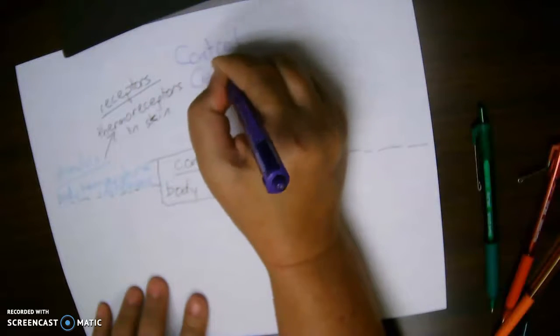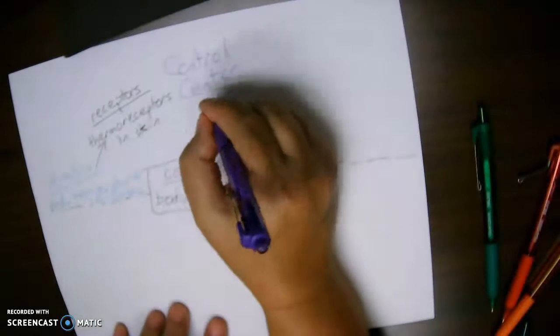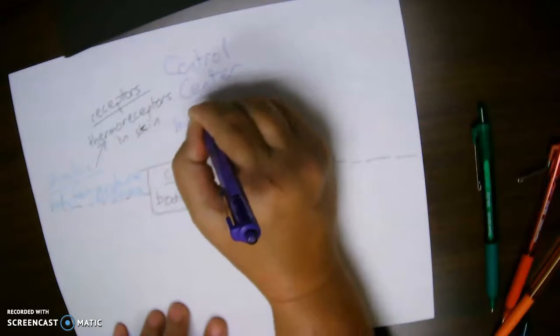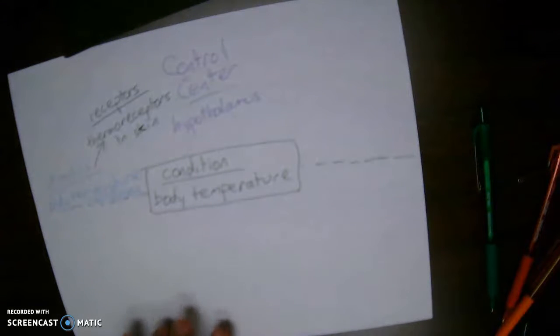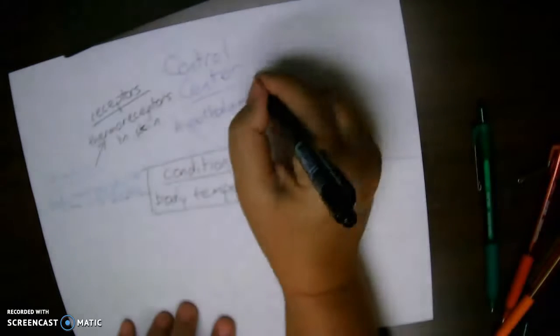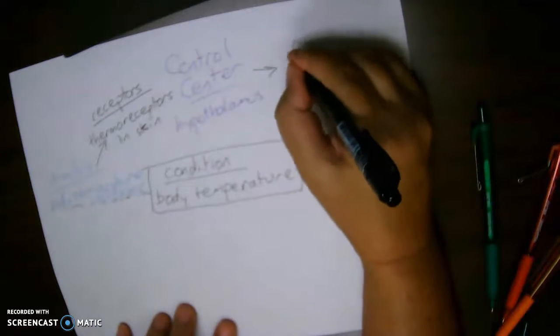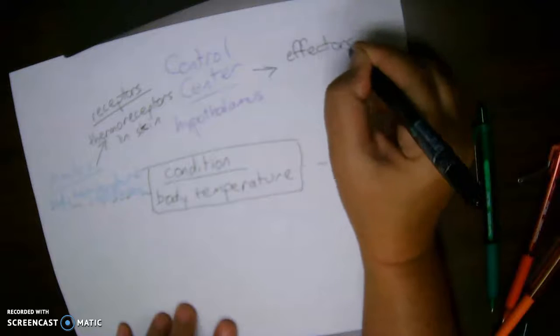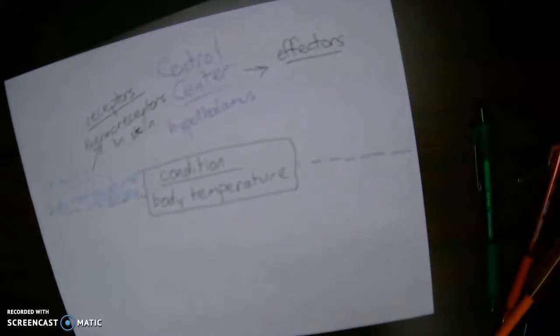In this case, it is in the brain, but it's a particular region in the brain called the hypothalamus. The hypothalamus helps regulate. It's like the thermostat in the brain, okay? So the control center is the hypothalamus, and the control center is going to send the information to the effectors, and the effectors are going to be a structure or structures which act to reverse the disturbance. That's why this is called a negative feedback loop.